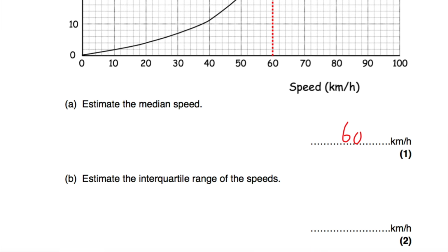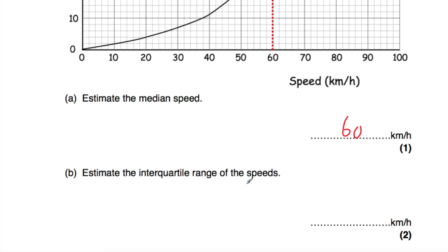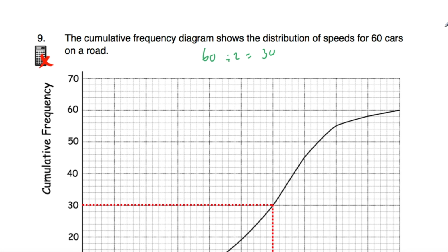And then part B says work out an estimate for the interquartile range. So we want to find the interquartile range. So the interquartile range is equal to the upper quartile, subtract the lower quartile. So let's find the upper quartile and the lower quartile. So there were 60 cars. So just go back up here. There were 60 cars to begin with.